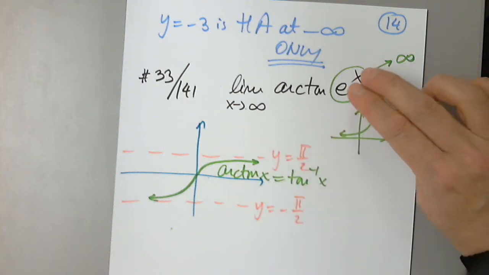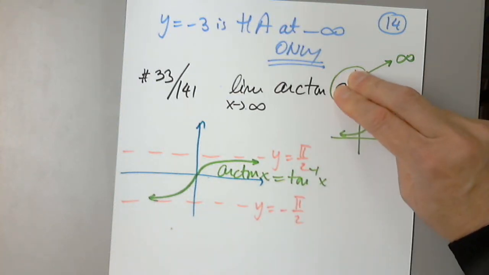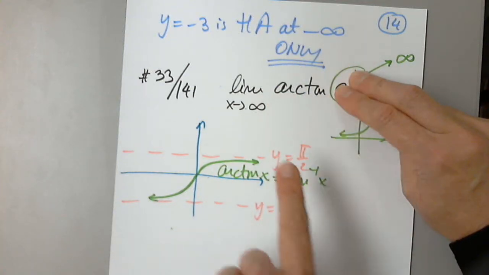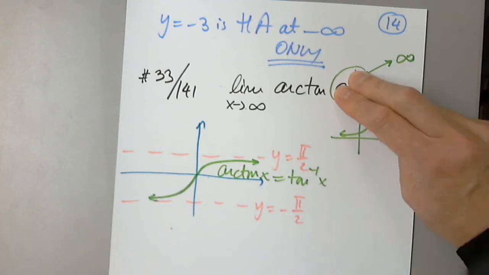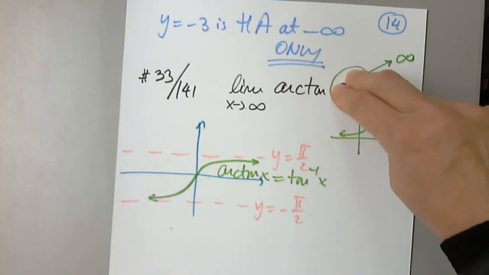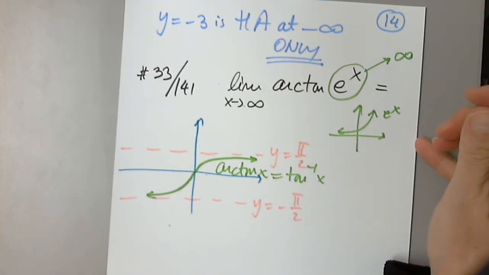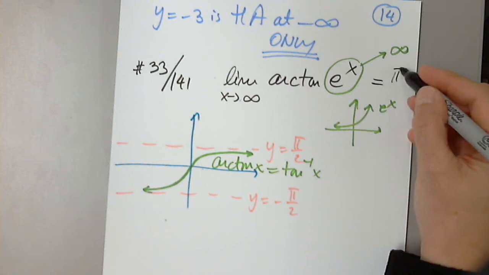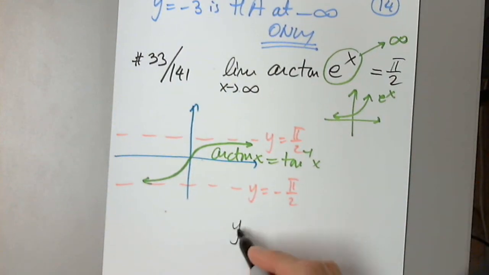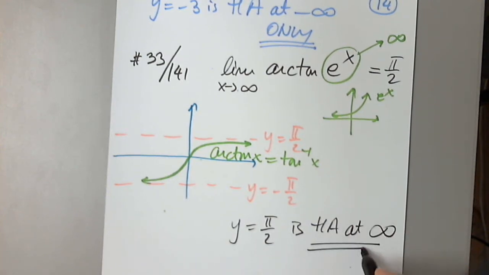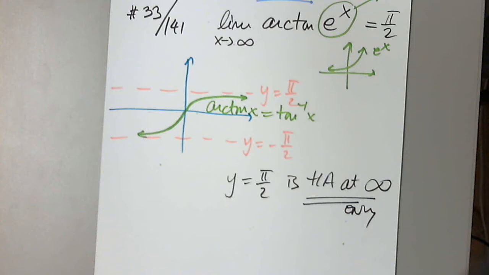Okay, so stay with me. I know that when x approaches infinity, this quantity approaches infinity. Now I have to determine what happens to arc tangent when the value inside, the argument, approaches infinity. Pi over 2. Excellent. So y equals pi over 2 is the horizontal asymptote at infinity only. Questions for me?